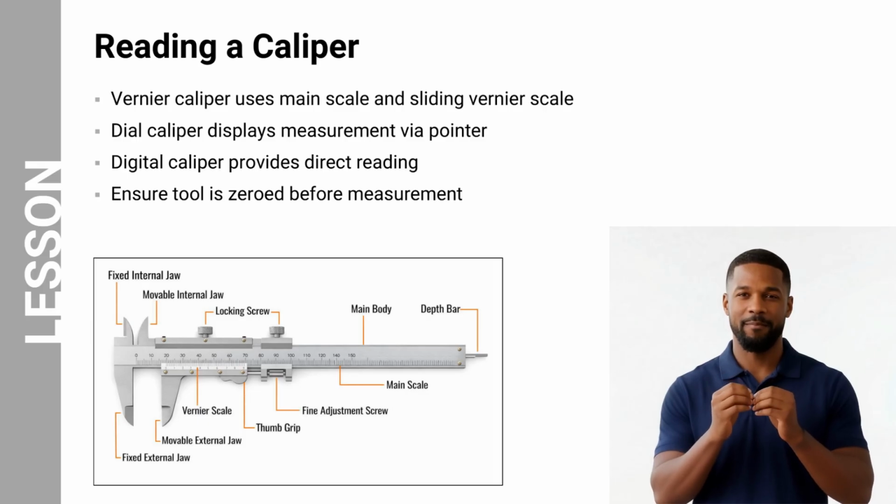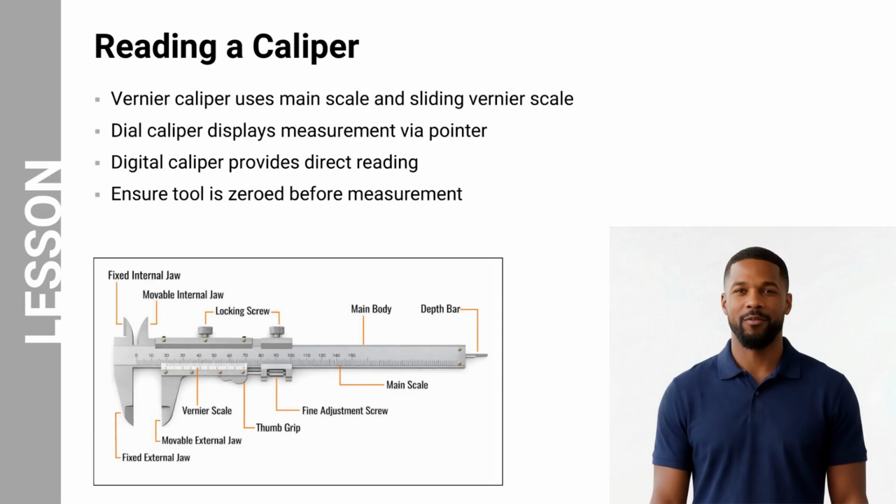Before taking any measurement, the tool must be zeroed. This ensures accuracy and repeatability. The jaws must be properly aligned with the workpiece. Misalignment can introduce measurement errors.